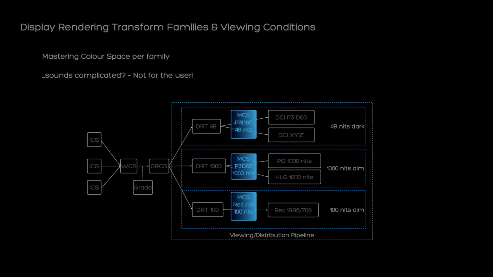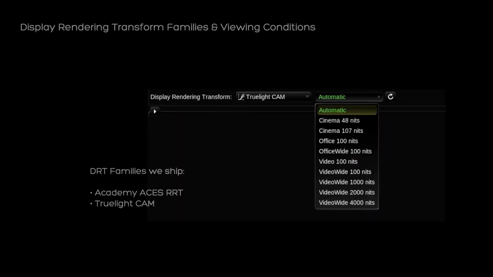Also, I don't think I need to mention that all this is not done via lookup tables, but all the transformations are calculated and applied in one 32-bit floating point stitched shader executed in one go on the GPU in real time. In the initial release of Baselight V5, we are shipping with two DRT families, the Academy's RRT and our new Truelight Cam DRT, which is our new color appearance model. But we are closely working together with ARRI, Red and Sony because they are also developing their own DRT families at the moment. Once they are available, we will include them in our system.